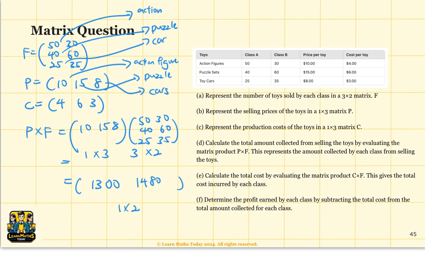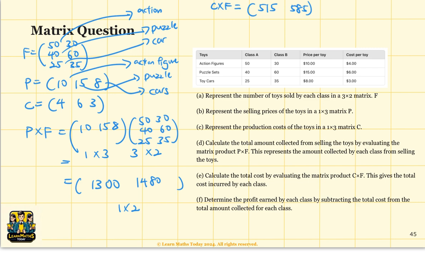Now let's find the cost, and this is evaluated by C by F. This is very similar to what we did just now, but instead of P by F, we have C by F. And if you do the above computation, you should get 515 and 585.